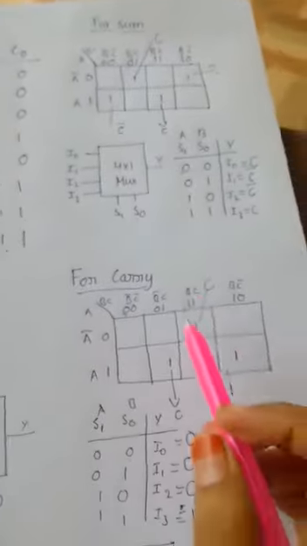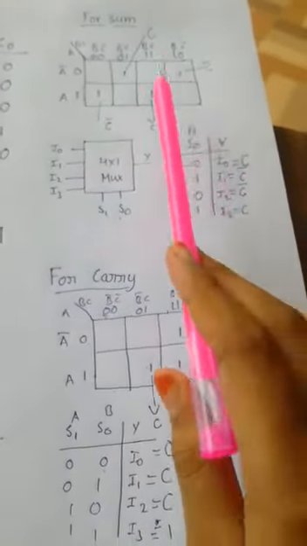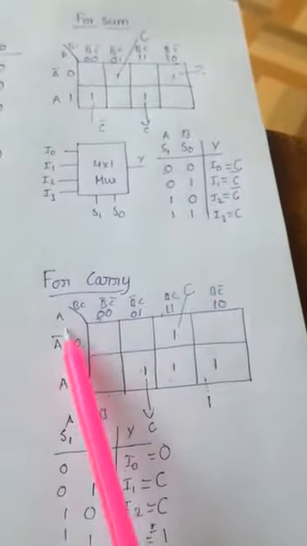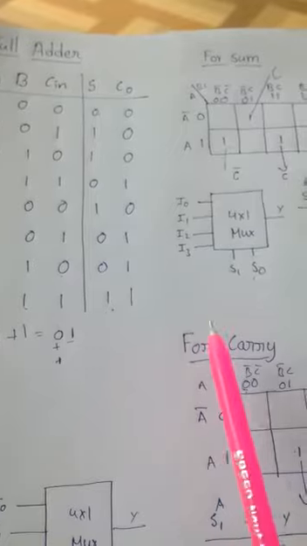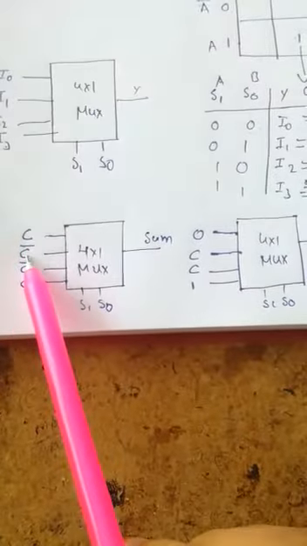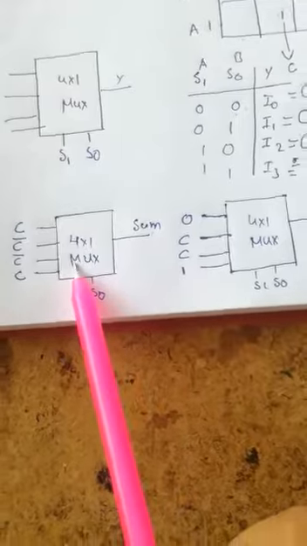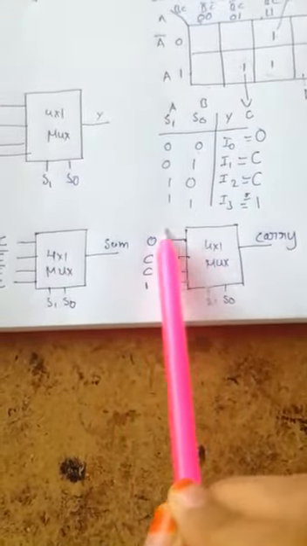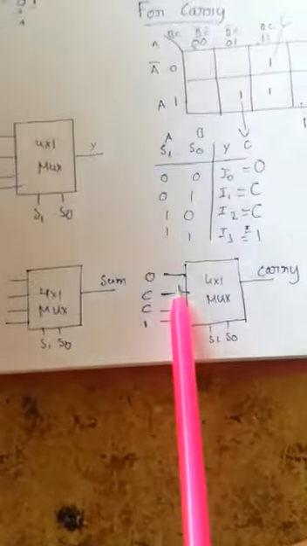Now we have drawn the coordinate map for the sum, and we have drawn the coordinate map for the carry. Therefore the 4:1 multiplexer implementation of this full adder is this. C is for sum, we are going to get a 4:1 multiplexer like this, and for carry we are going to get a multiplexer like this. Thank you.